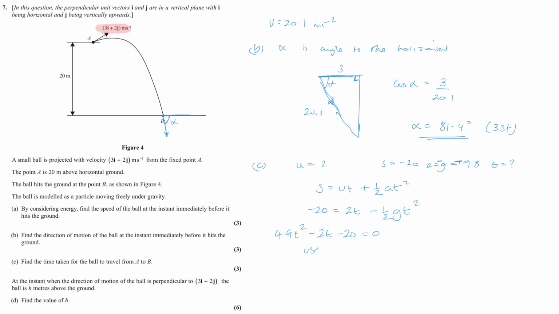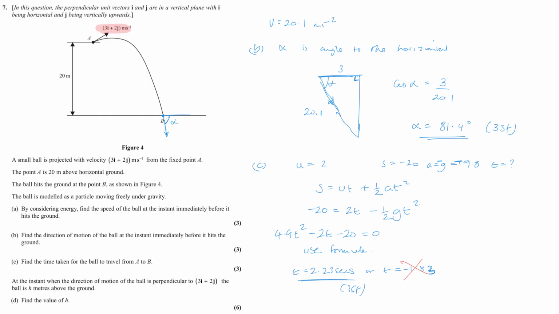So use the formula here, and you get t equals 2.2 seconds, or t equals minus 1.83. Obviously the minus time is not possible, so 2.2 seconds there is the correct time. Okay, or 2.23 to 3 significant figures. Okay, so that's part C done.